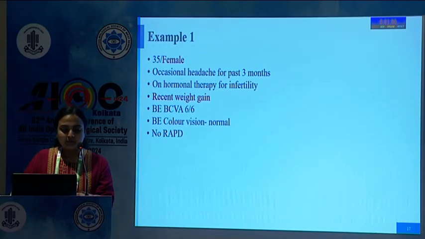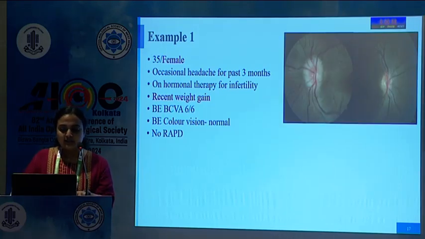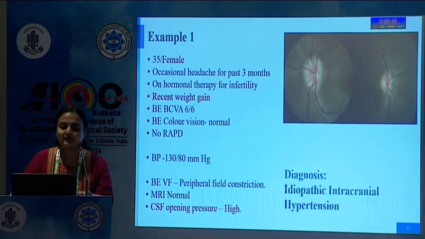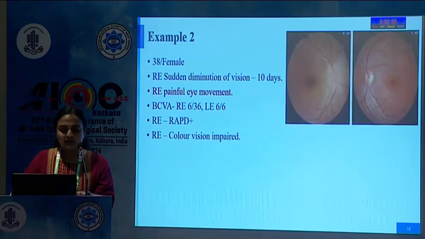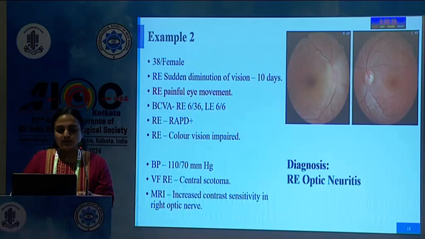So I have a patient, 35-year-old female, who had a recent weight gain. Everything is normal. You go see the disc, it has a bilateral disc edema. You check the BP, it's normal. Visual fields are normal, but the CSF opening pressure is high. So the diagnosis is a case of IIH. So example number 2, we have a 38-year-old female with sudden loss of vision with a painful eye movement as the only history. RAPD and color vision is impaired. And they have a unilateral disc edema. BP is normal, and MRI shows an increased contrast enhancement in the right eye. Diagnosis will be optic neuritis.